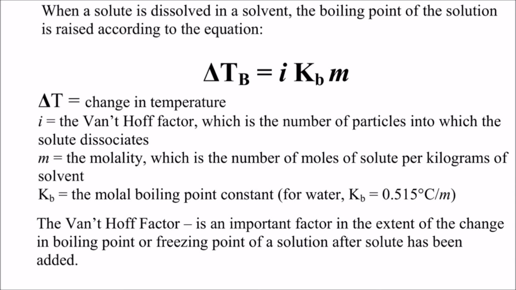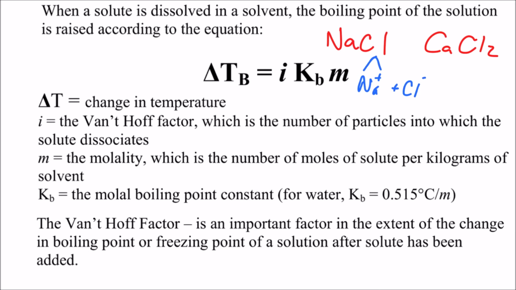So for example, if you have sodium chloride versus calcium chloride, when sodium chloride dissociates, it's going to break down into sodium ions and chloride ions. So we're going to get 2 moles of ions out of that one. But when the calcium chloride breaks down, we're going to get calcium ions, and then we're going to get 2 moles of the chloride ions. That means altogether we get 3 moles of ions in this salt.